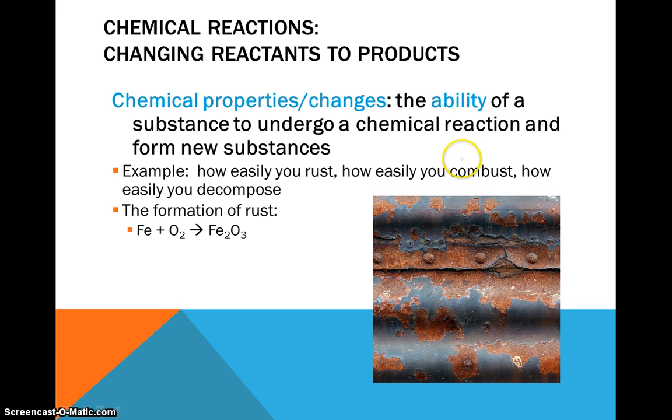Other examples are how easily you combust. For example, not all things burn at the same rate. A piece of paper put in a fire is going to go up in flames immediately, whereas if I put a plastic jug into the fire, it's not going to actually burn, it'll melt. So they have different combustion rates. How easily you decompose is also another example of a chemical property. If I decompose really, really well, I'm going to be chemically broken down, whereas other things don't decompose that well.